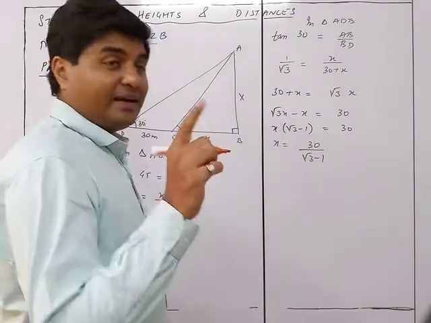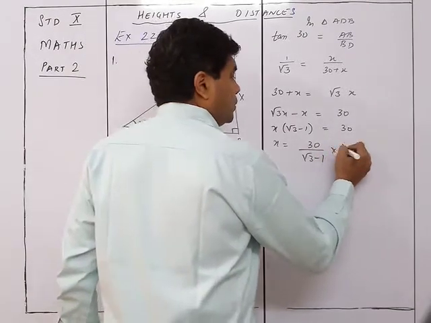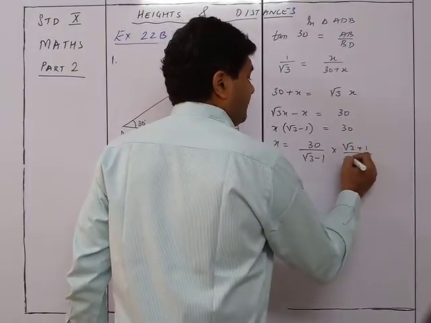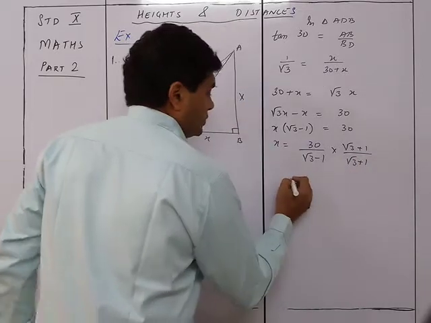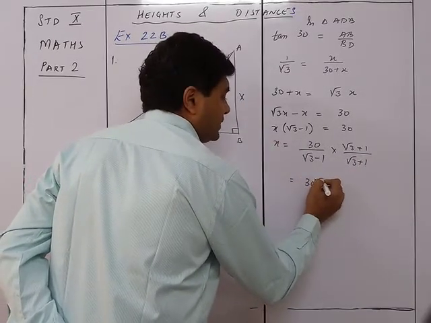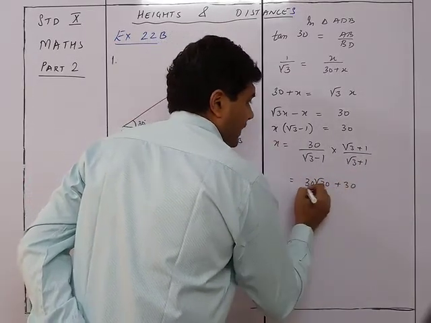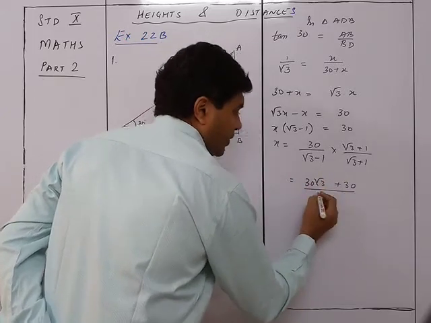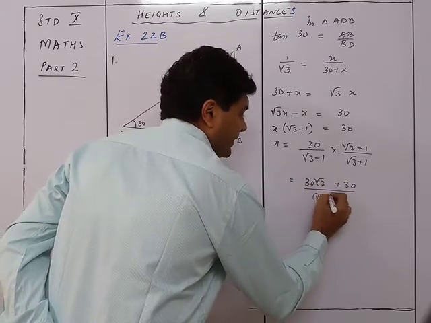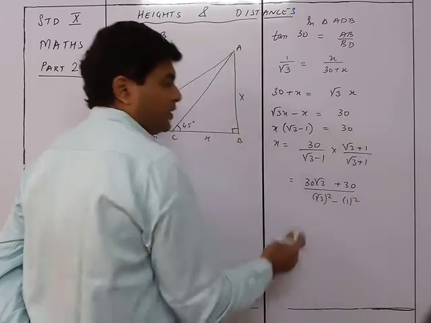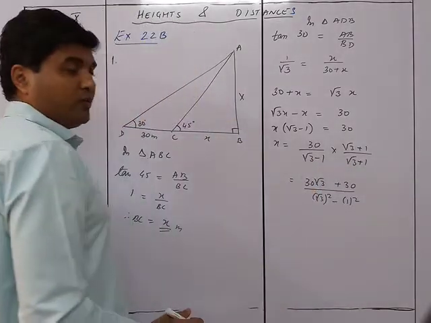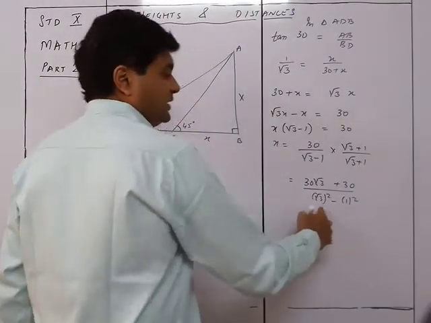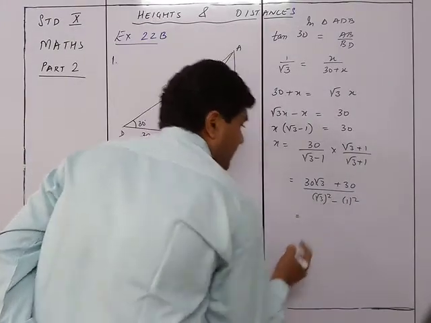What we'll do is rationalization. So we multiply by root 3 plus 1 upon root 3 plus 1. So that makes it 30 root 3 plus 30 upon root 3 square minus 1 square. Why? Because it is (a plus b)(a minus b) equals a square minus b square. So it is 3 minus 1, which is 2. So this will be 30 root 3.